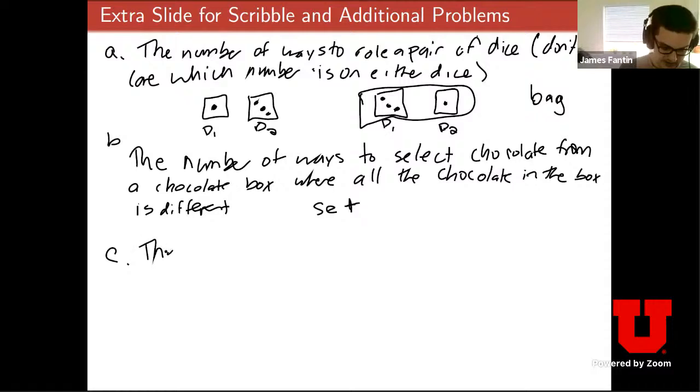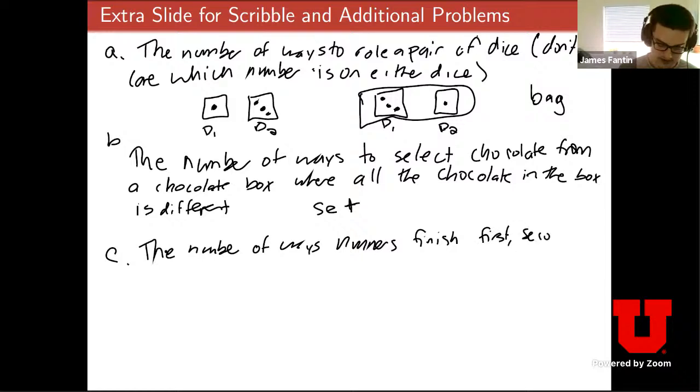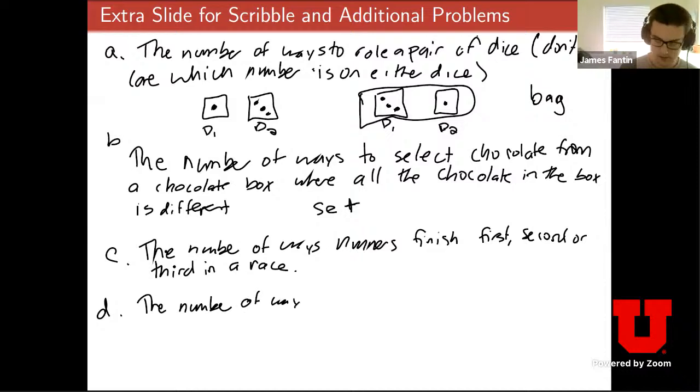And then the number of ways runners can finish first, second, or third in a race. What would we have for that one? So any guesses for the runners? We've got a group of runners, and we want to know how many ways they can finish a race, whether they can finish first, second, or third.